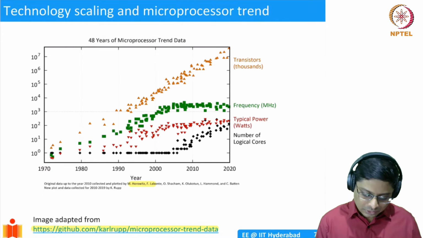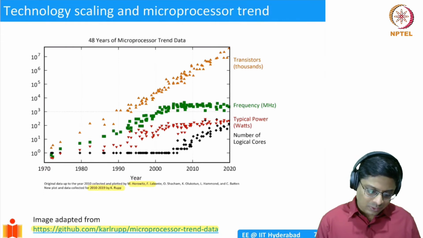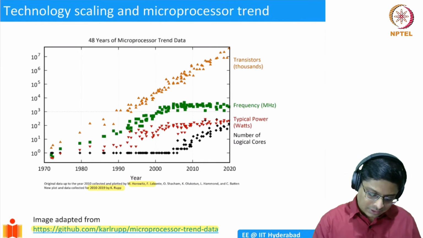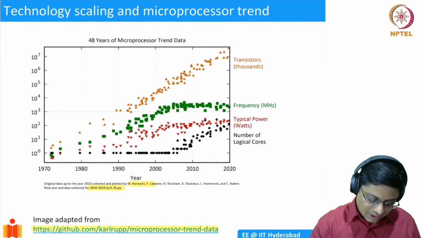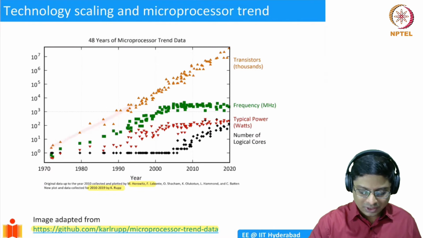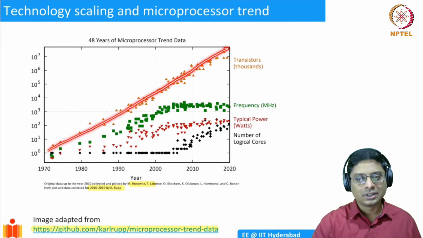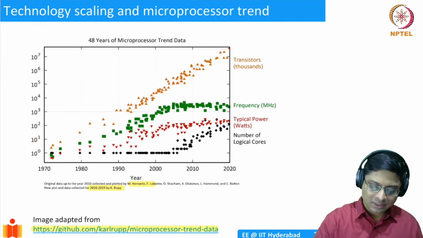What you're seeing on the y-axis is a logarithmic scale, and on the x-axis you have the years. The first thing you notice is the number of transistors on a microprocessor, and it has been increasing exponentially over the last 50 years, because it's a logarithmic scale, so it's going to be a straight line. So, an exponential increase in the number of transistors.